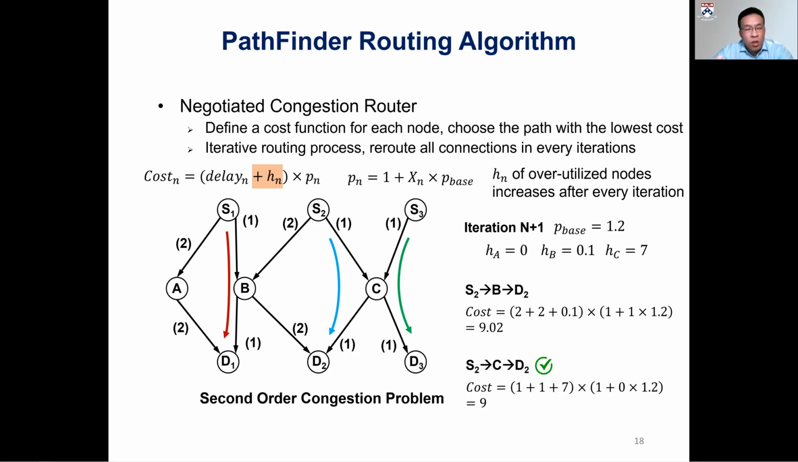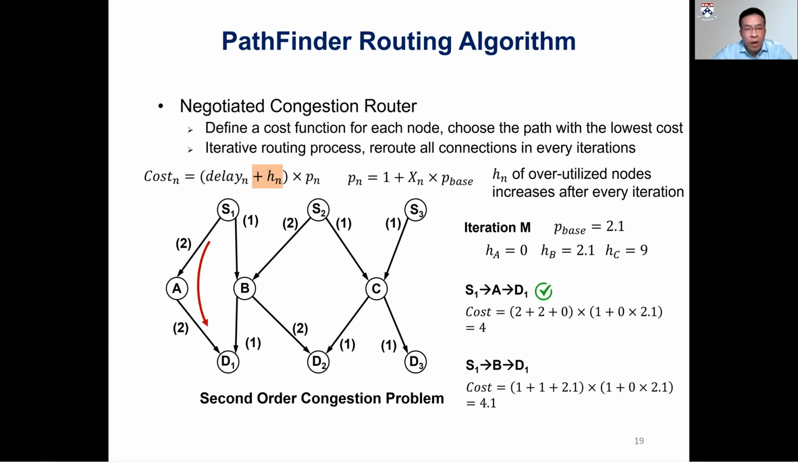And it is easy to show that the coefficients HB and HC will be alternatively increased in the following iterations. And when HB is large enough, we can see that the interconnection from S1 to D1 will be routed through node A, and the interconnection S2 to D2 will be routed through node C, and S3 to D3 will be routed through node C. So using Hn can resolve the second-order congestion problem.